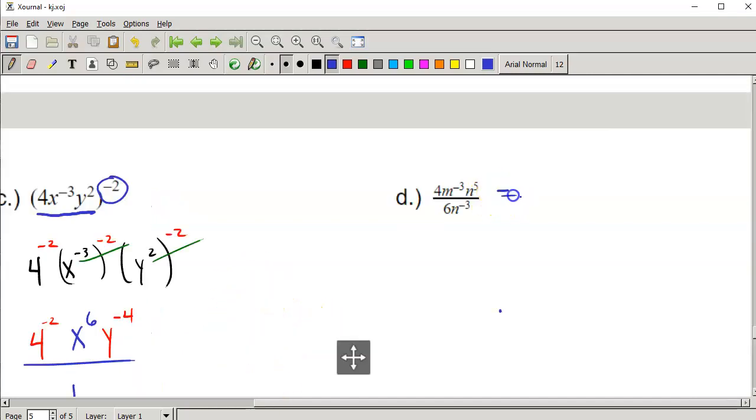Looking at part D, this is a division problem. I like to take this and just kind of break up the common terms.